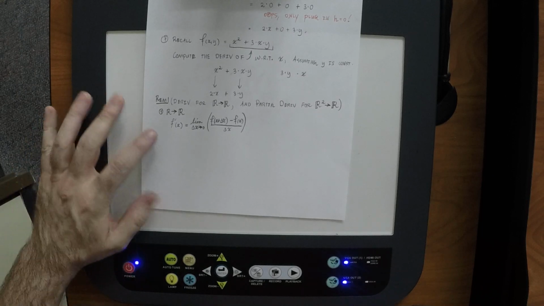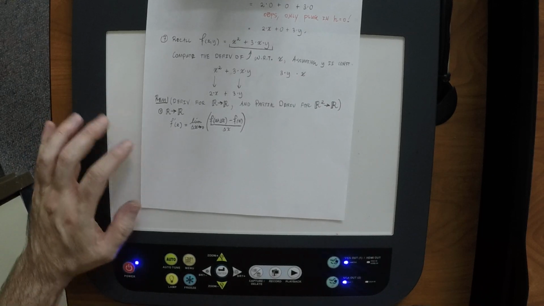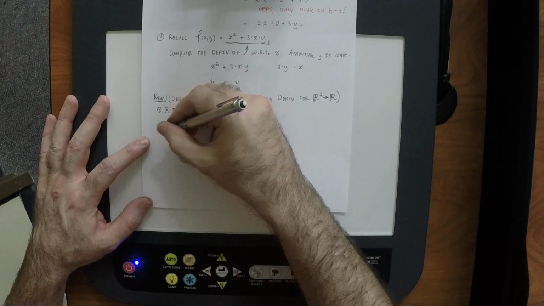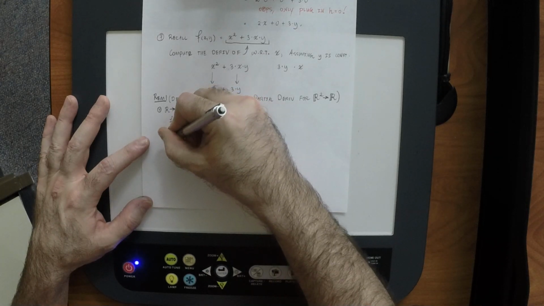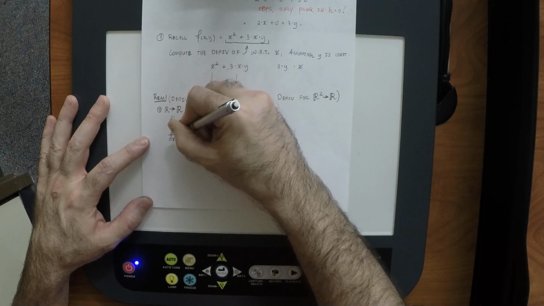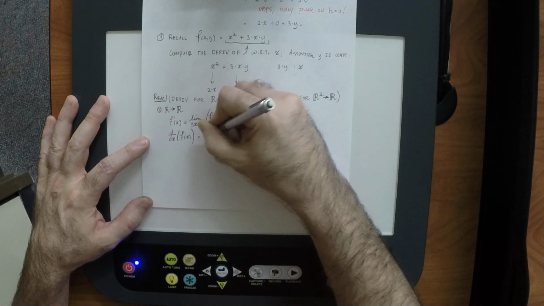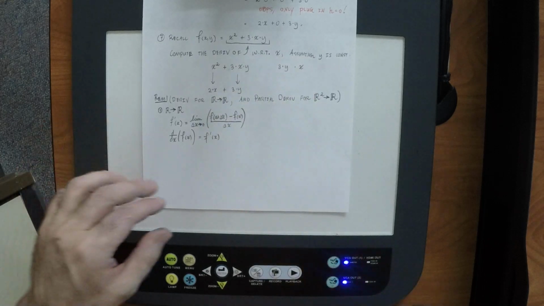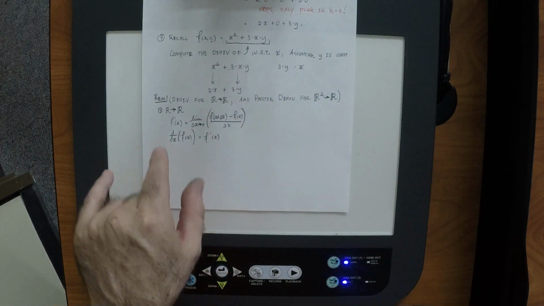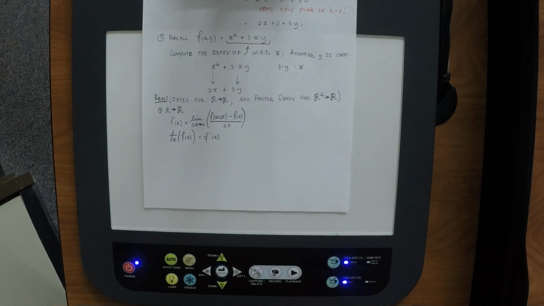And in particular, we have two notations for this. Another way to write this is something like this. You could say d dx of f of x is f prime of x. I'm just writing down the notations that are in common use. So d dx, and so on. Okay, great.